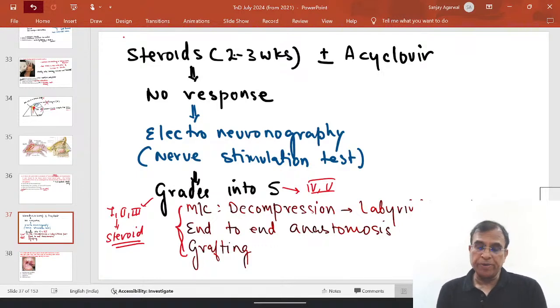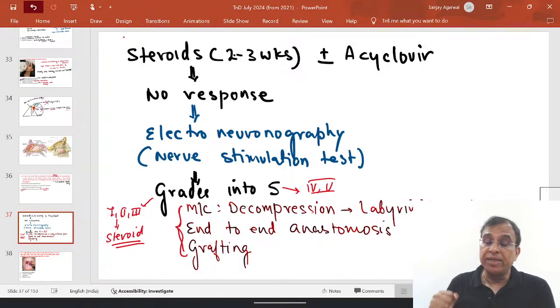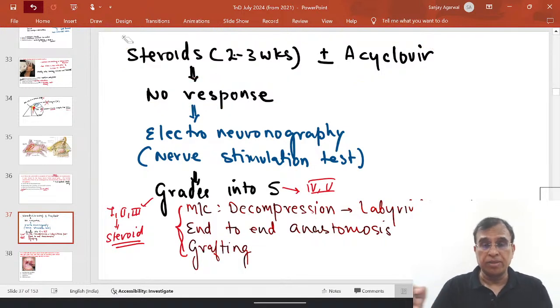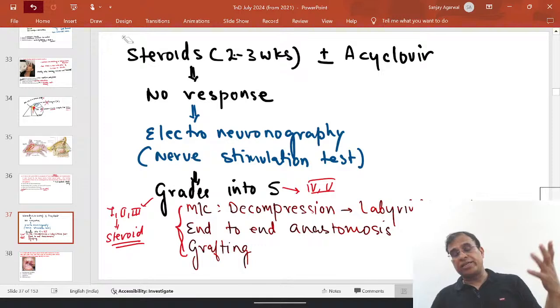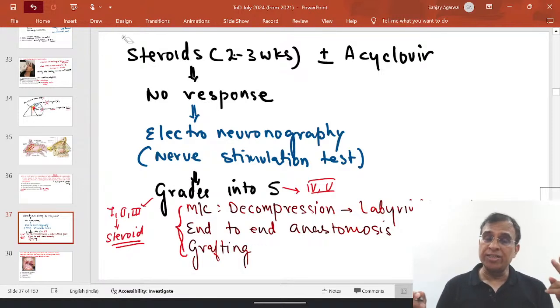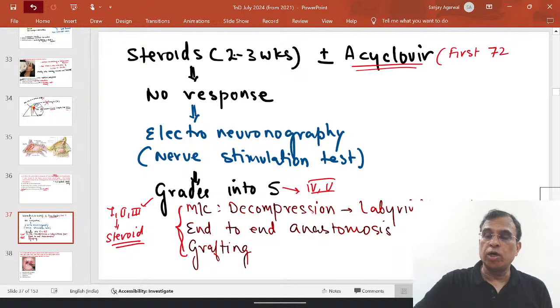So this is the treatment for Bell's palsy in a nutshell. Like this question was, what is the treatment for Bell's palsy, but they can also ask that in a Bell's palsy patient you have given steroid and acyclovir for 2-3 weeks, there is no response, what should you do next? They've asked this question in the past, what is the next thing? Then the answer comes from here. That's why this slide is very important. Now 2 additional points. Acyclovir in Bell's palsy is added only when the patient comes in the first 72 hours of palsy.